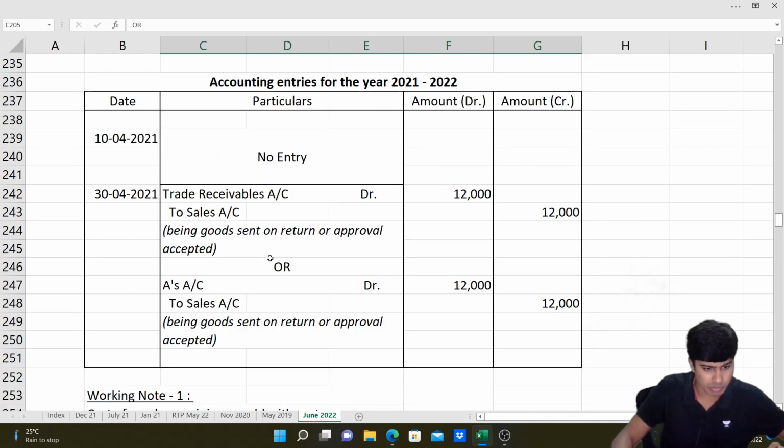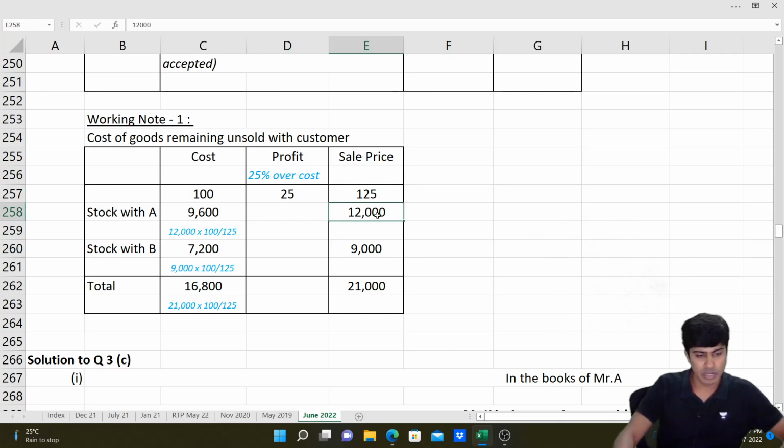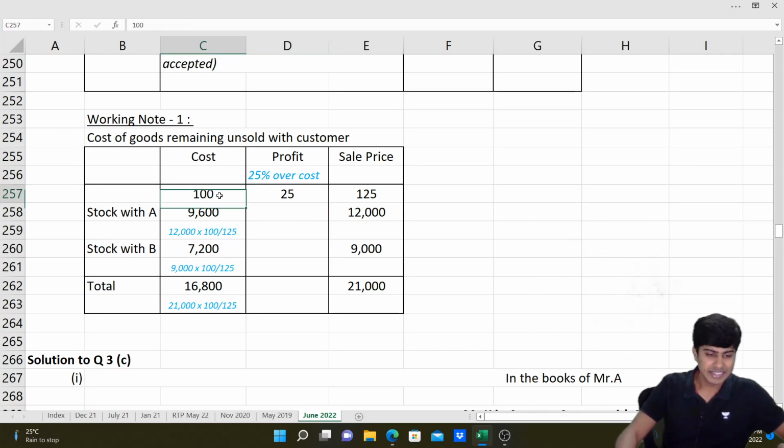Yeah, we've done working note number 1 to understand this. See this. So if the cost is 100, profit is 25, this is 125. The selling price is 12,000 for Mr. A. Then you would have to do 12,000 into 100 divided by 125. If it is this much for this much, then how much for this much?